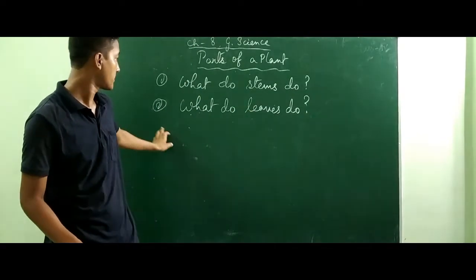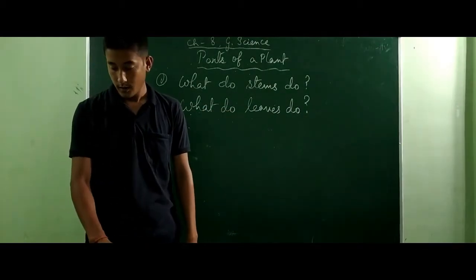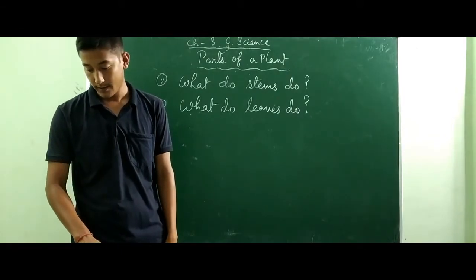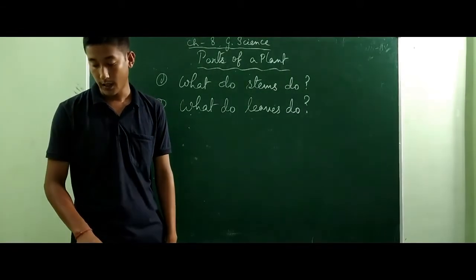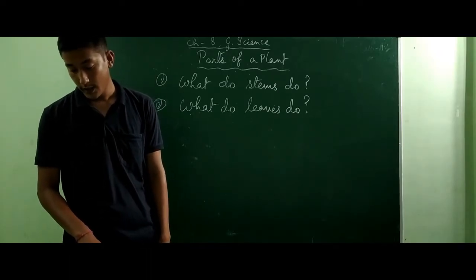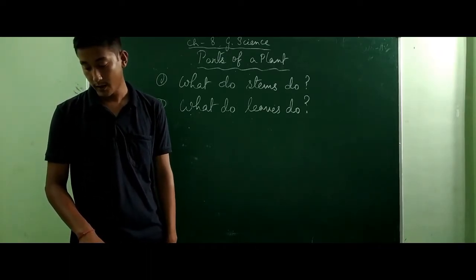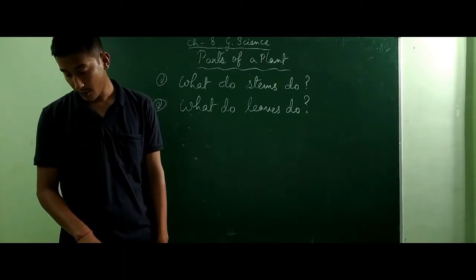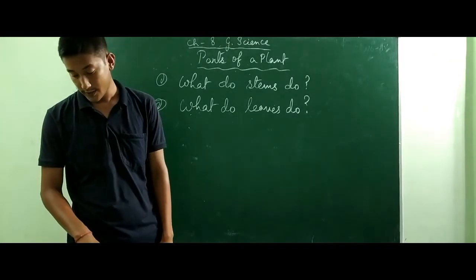Now, the second point is, what do the leaves do? The main function of leaves is to make food for the plant. The leaves use water, a gas called carbon dioxide present in the air, and sunlight to make food. Air enters leaves through the stomata. The leaves take carbon dioxide from the air. Water travels up from the roots and reaches the leaves through the stem.